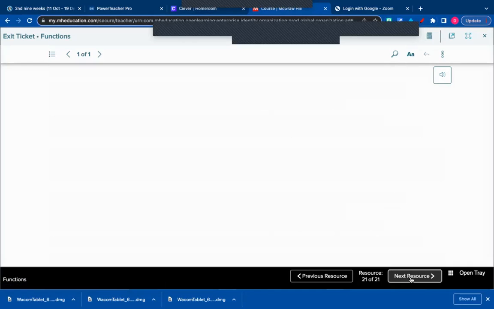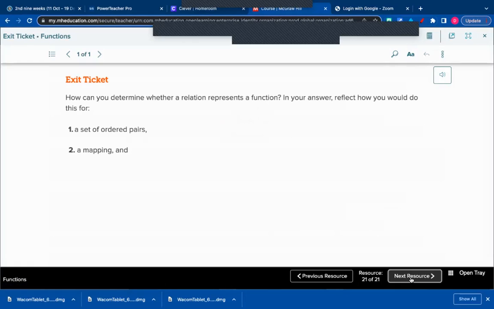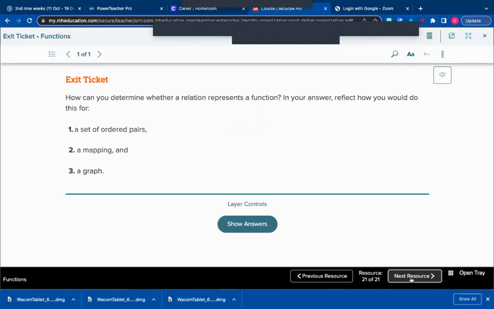You also have an exit ticket assigned for functions. How can you determine whether a relation represents a function? How would you do it for a set of ordered pairs? How would you do it for a mapping and for a graph? I'm not going to click show answer. I want you to put that in your composition book. How would you tell if it's a function?